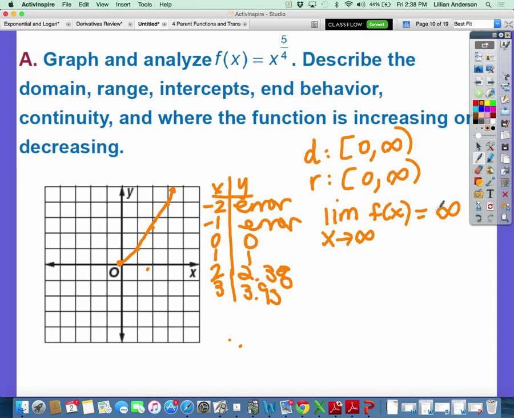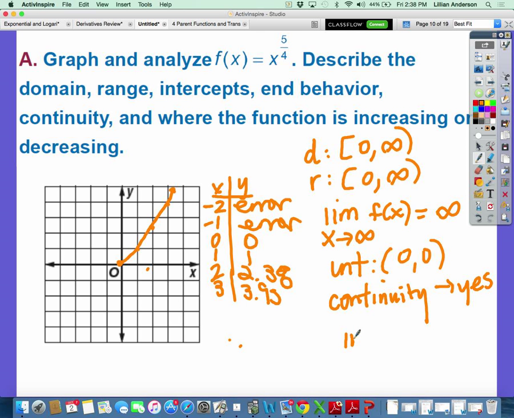Intercepts. Do I have any? I got 0, 0. And am I continuous? Yes, I am, but only for the part where the function is actually existing, right? And what's happening? Am I increasing or decreasing, or both? Increasing, from 0 to infinity. There we go.